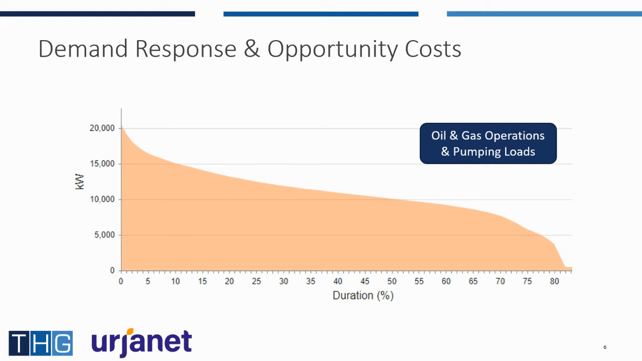Another example, an oil and gas operations company with its primary assets being pumping loads. Here you can see their peak is exaggerated even more than the last example, with approximately 5 megawatts or 25% of their demand stemming from less than 10% of the hours.